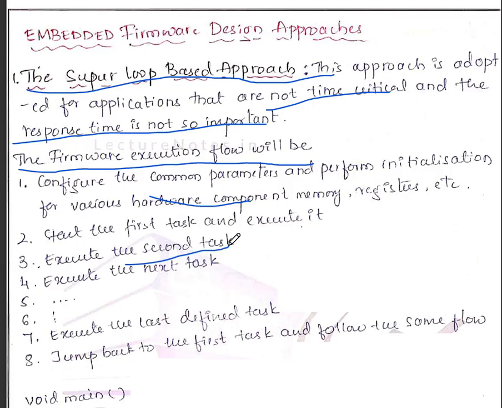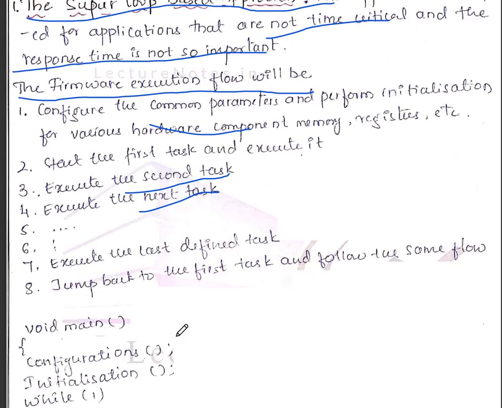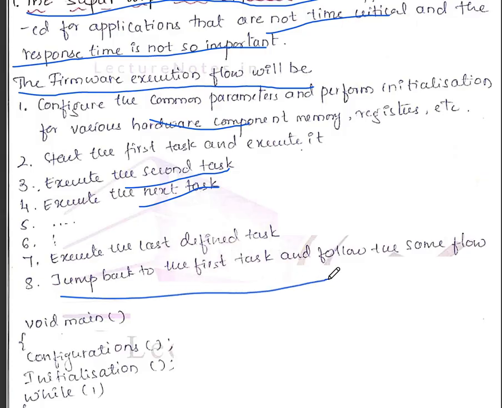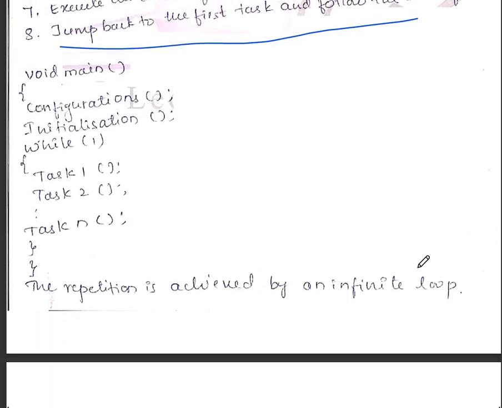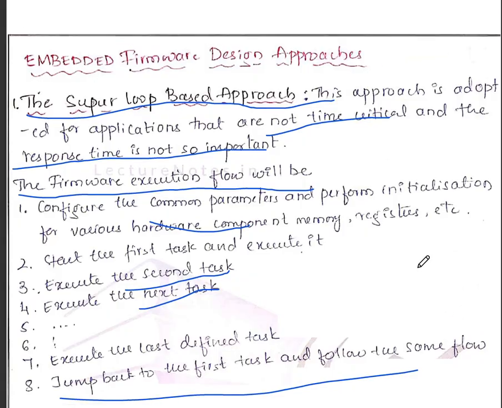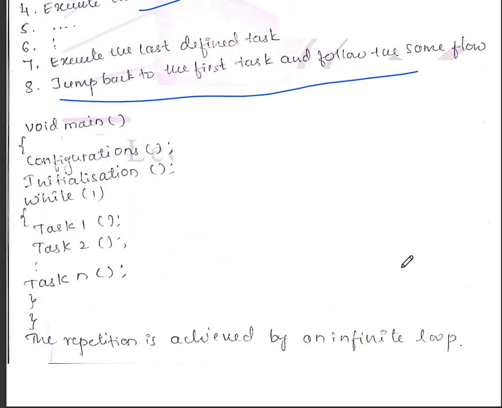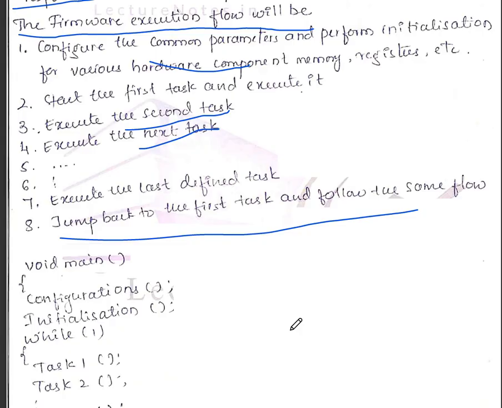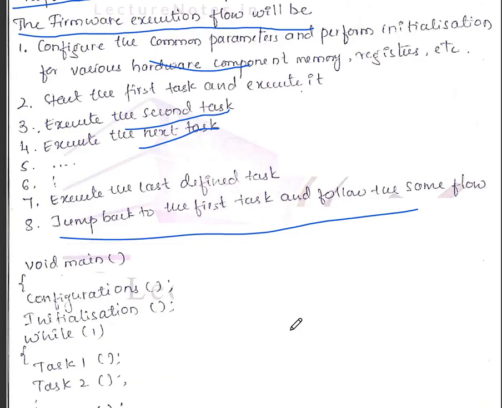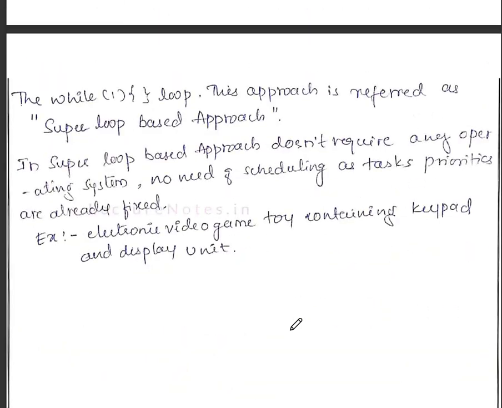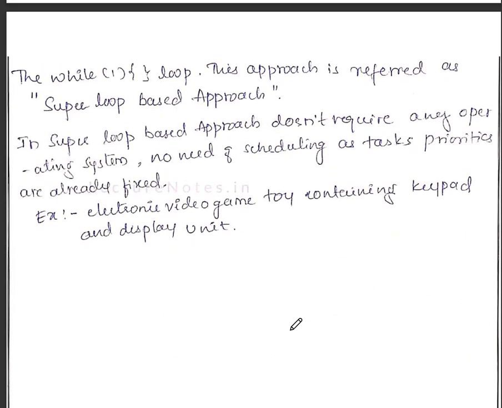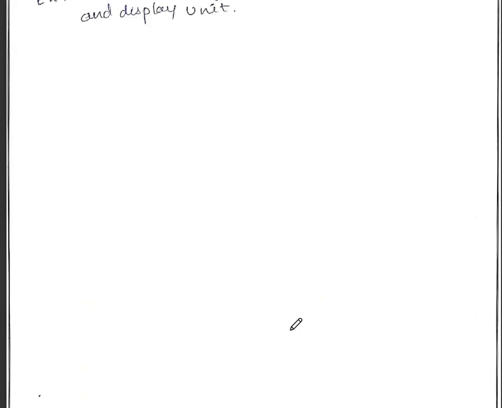Similarly, execute the second task and then move on with the further tasks, and execute the last defined task, then jump back to the first task and follow the same flow. So this is how you perform the super loop based approach, in which there will be a step by step process, and after it reaches the last process, it will again jump back to the first process and follow the same flow. So this is the super loop based approach.